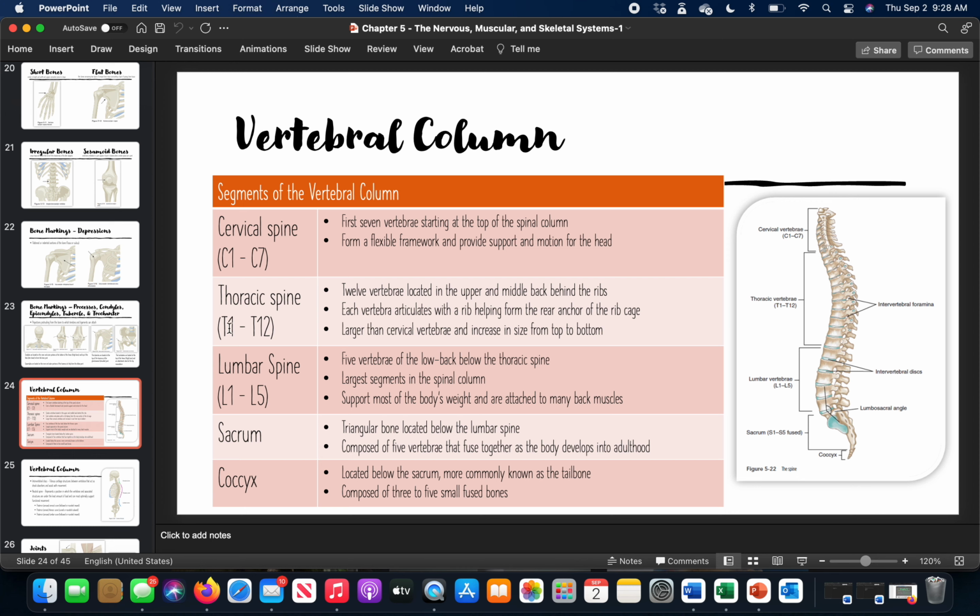Your thoracic spine has T1 to T12. Think about eating lunch at noon. Okay, and then your lumbar spine has 5, so eating a little bit earlier than most people, but the lumbar spine has 5, so eating dinner at 5 o'clock.